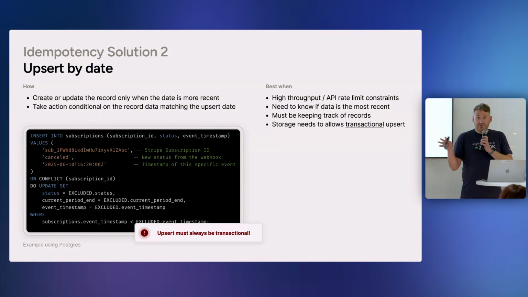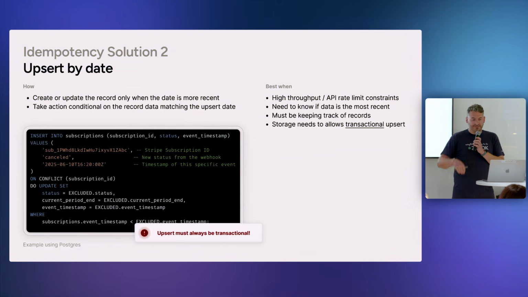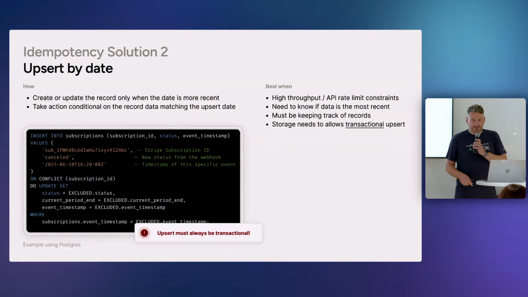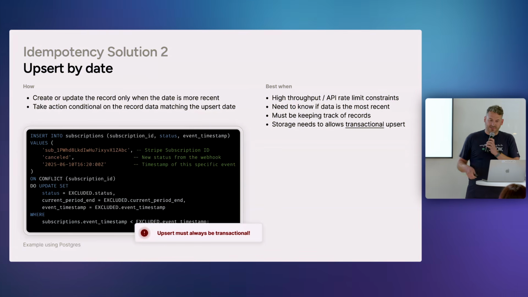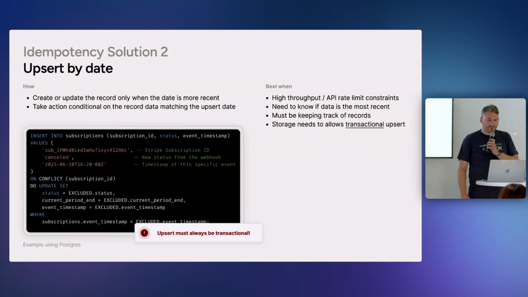This is really good for high throughput systems because then you're not making those API requests to fetch the data. You're obviously ensuring you've only got the latest version as well. You're going to avoid those API rate limits. But it only works if you're storing the current state with the timestamps. It's got to be transactional, otherwise you're going to have clashes.